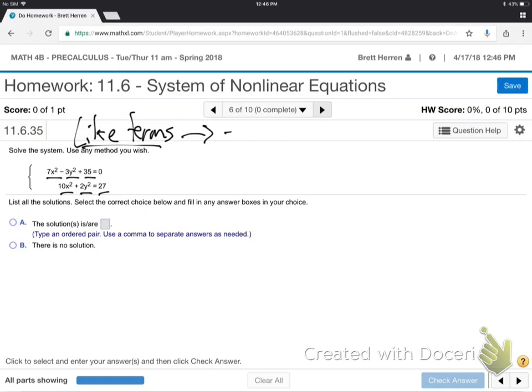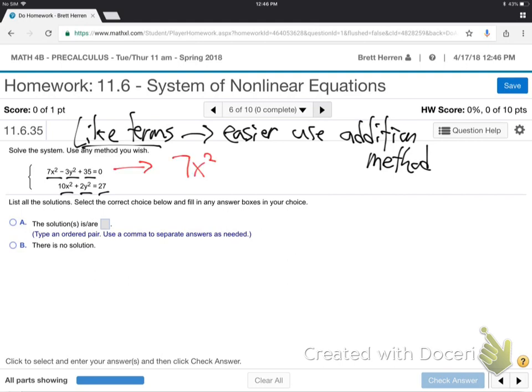When you have like terms, it's easier to use the addition method. So let me show you one. It's not substitution. About 2 minutes. Exactly right. Yeah. So let me show you.